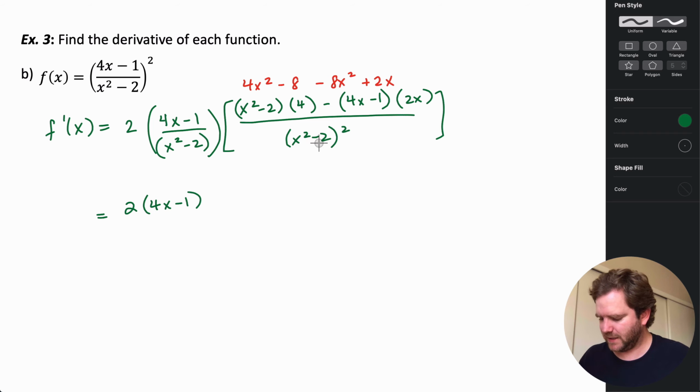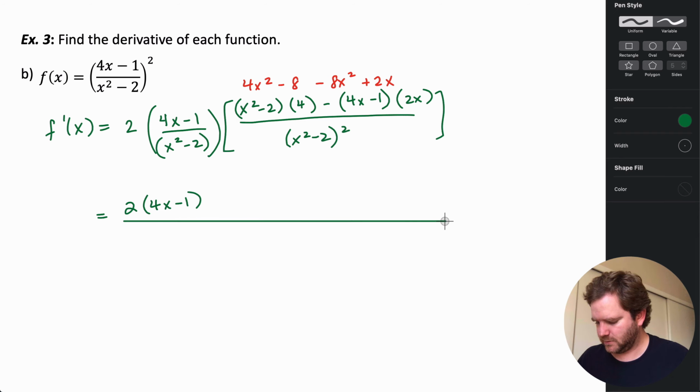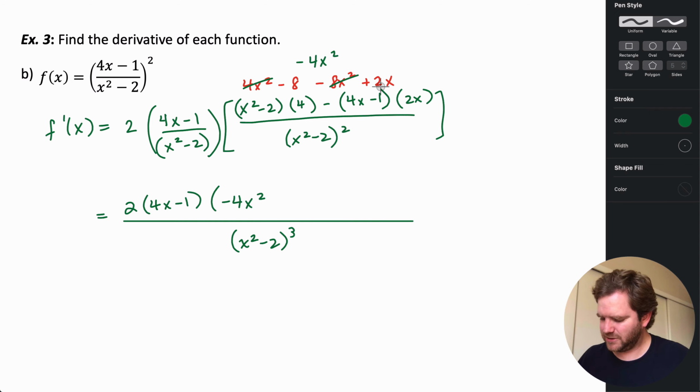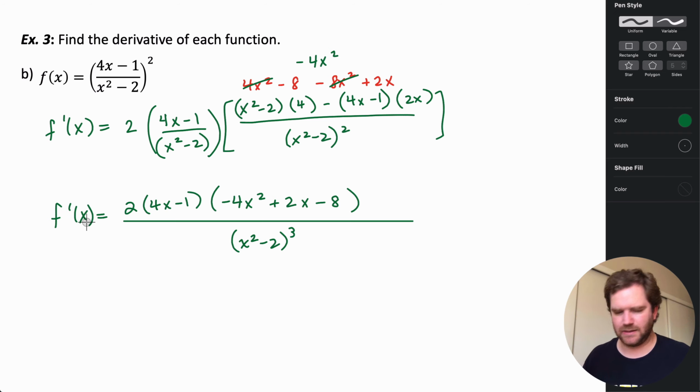So this group times this group, that's going to add those exponents here. So let's go ahead and put this together. So x squared minus 2 to the first and x squared minus 2 squared is going to give me an x squared minus 2 to the third. Combining like terms, this is going to be a negative 4x squared. So it's going to be times negative 4x squared. 2x doesn't have any like terms, so plus 2x and then minus 8 there. So that would be my derivative of f. So that's f prime of x.